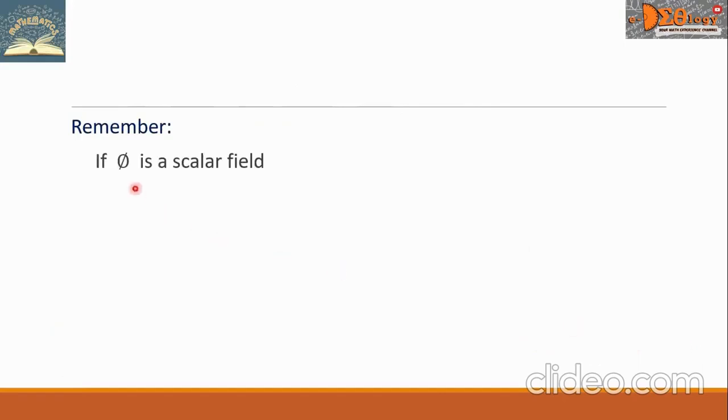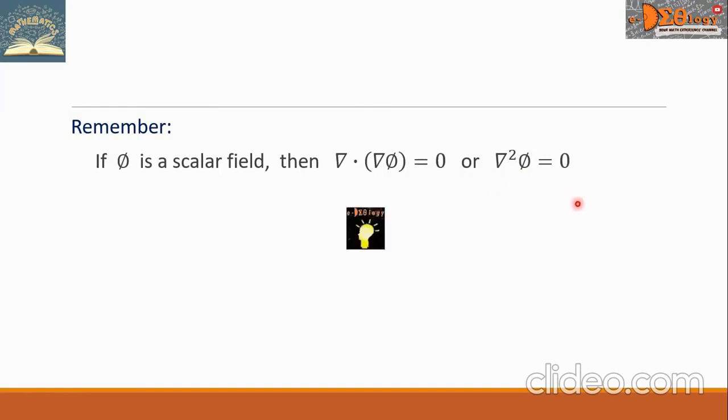Remember, if phi is a scalar field, then gradient dot grad of phi equals 0. Or we write gradient squared of phi equals 0.